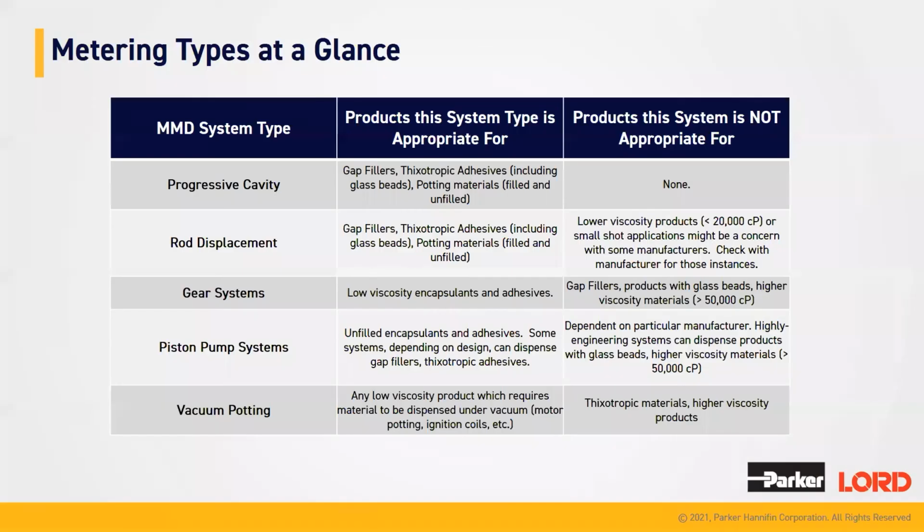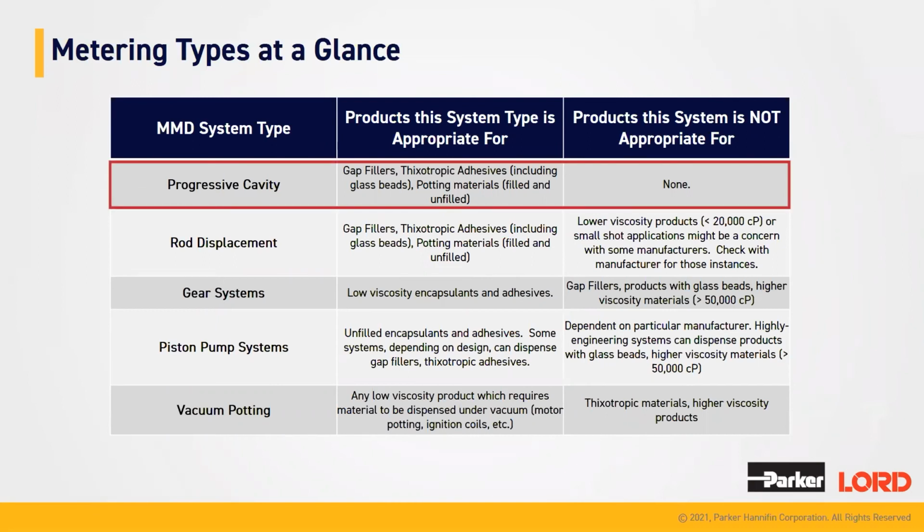So moving on to the types, as I mentioned, but a little bit more focused on what types of products or systems they can be used with. So progressive cavity, they're great for gap fillers, thixotropic adhesives, as well as potting materials. And there's not really anything that we recommend not be used with progressive cavity pumps.